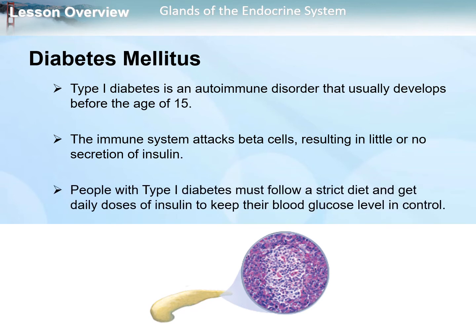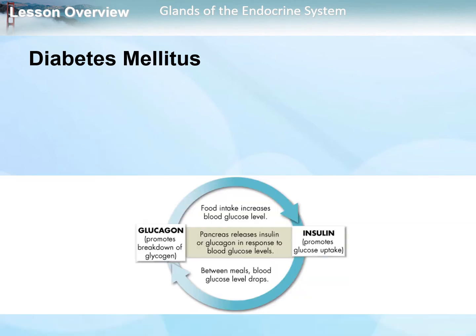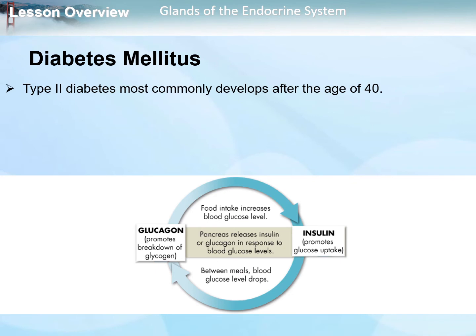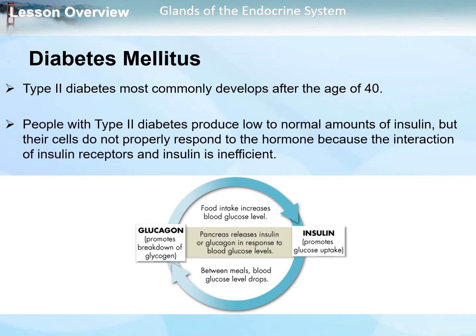People with type 1 diabetes must follow a strict diet and get daily doses of insulin to keep their blood glucose level in control. Type 2 diabetes most commonly develops after the age of 40. People with type 2 diabetes produce low to normal amounts of insulin, but their cells do not properly respond to the hormone because the interaction of insulin receptors and insulin is insufficient or inefficient.